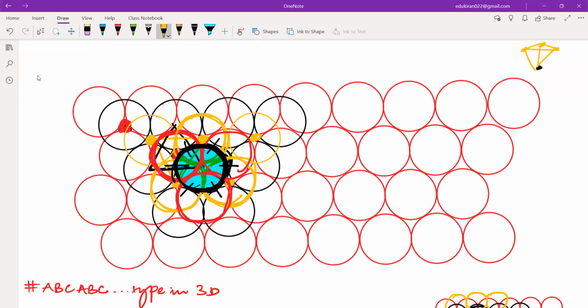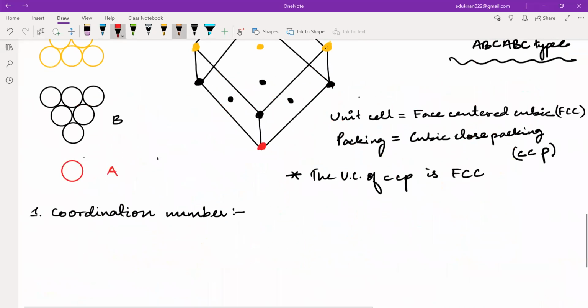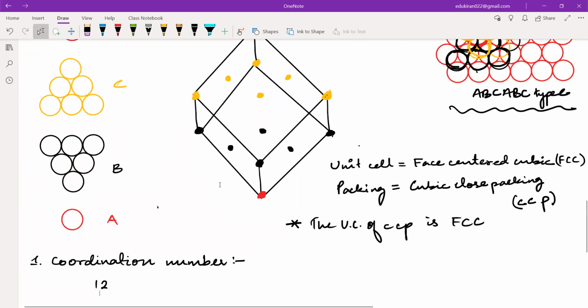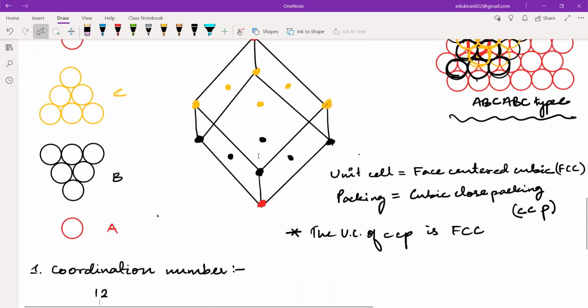It is touched by these yellow atoms, and it is also touched by these red atoms. Okay. So we have 6 on the same layer. Black is touching 6 black, 3 yellow, 9, 3 red, 12. So the coordination number is how much? The coordination number is 12. Okay. Now what you can see? You can also see the coordination number if you want from this unit cell. From this unit cell. How will you see?